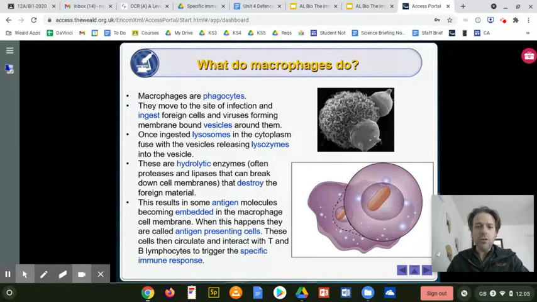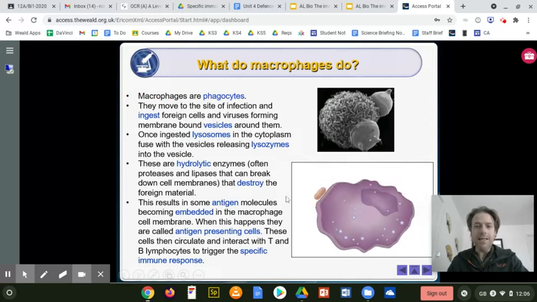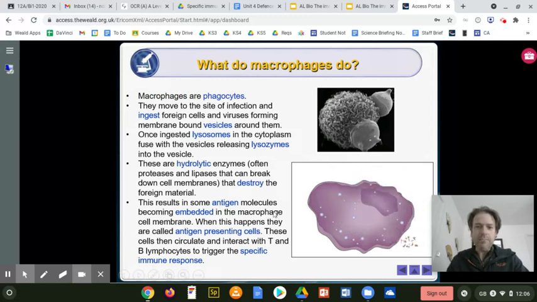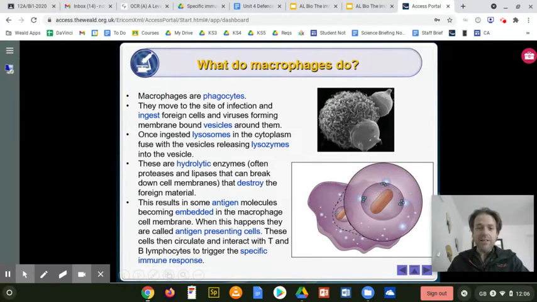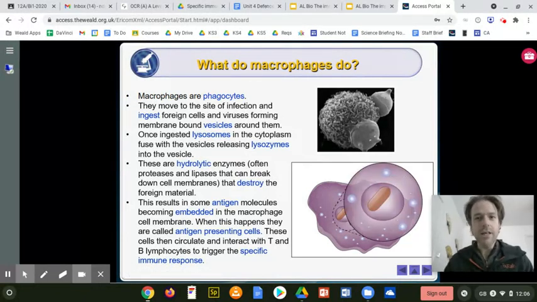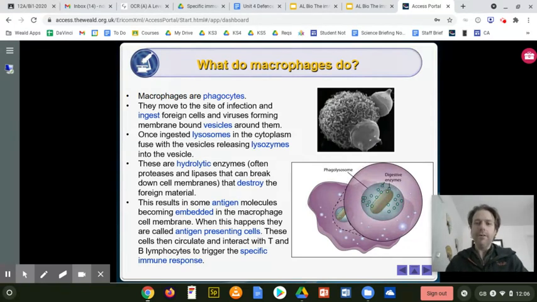So how is this triggered? This is triggered by the creation of, down here you can see, this antigen presenting cell, or APC. What can happen is that the macrophage, after ingestion and effectively digestion of the pathogen, the antigens on the surface of our pathogen can then become, as it says here, embedded in the macrophage plasma cell membrane on the outside of the cell. Once that happens, we refer to this macrophage as an antigen presenting cell, and it will circulate in the blood and effectively look to interact with T and B lymphocytes. And when that interaction occurs, that is the start of the triggering of our specific immune response.